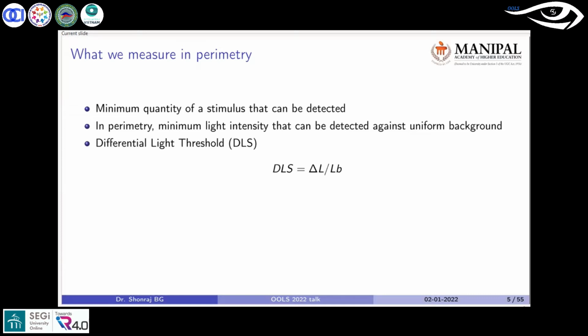So DLS is defined as the change in this minimum light intensity against its background, where your delta L is the small increment, or the small change in that light intensity against your background intensity. So we are trying to find out this differential light sensitivity or differential light thresholds at different retinal eccentricities in your visual fields.